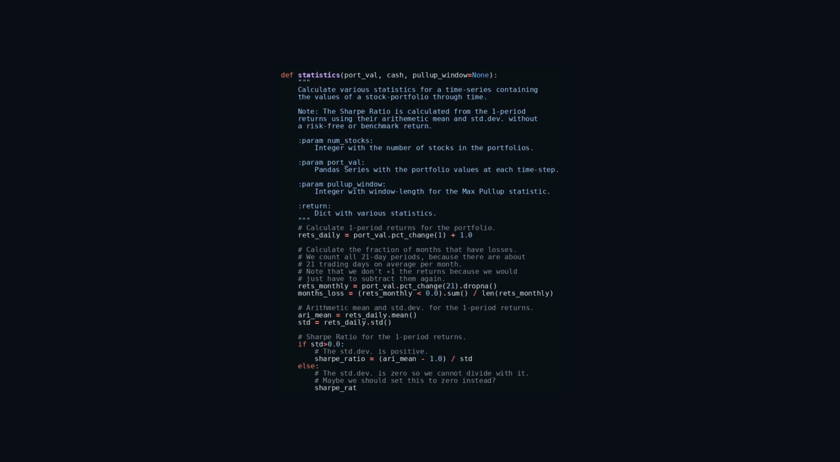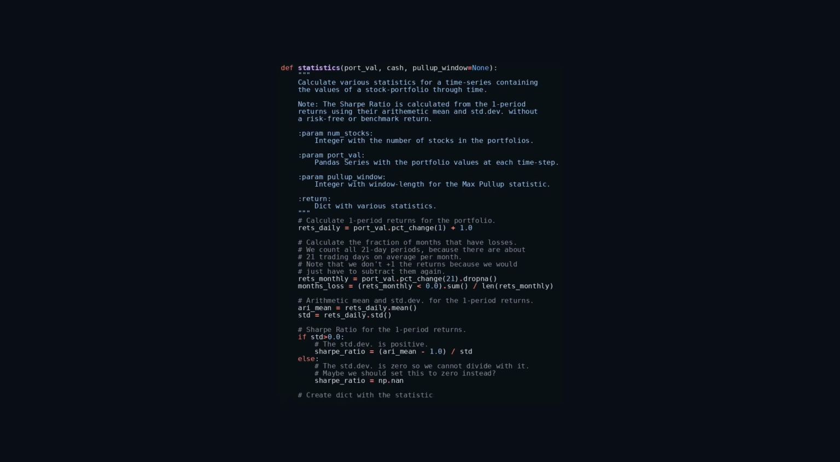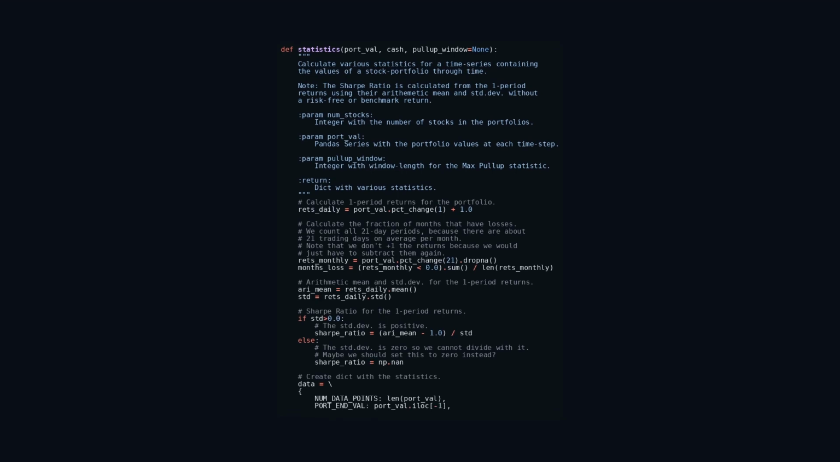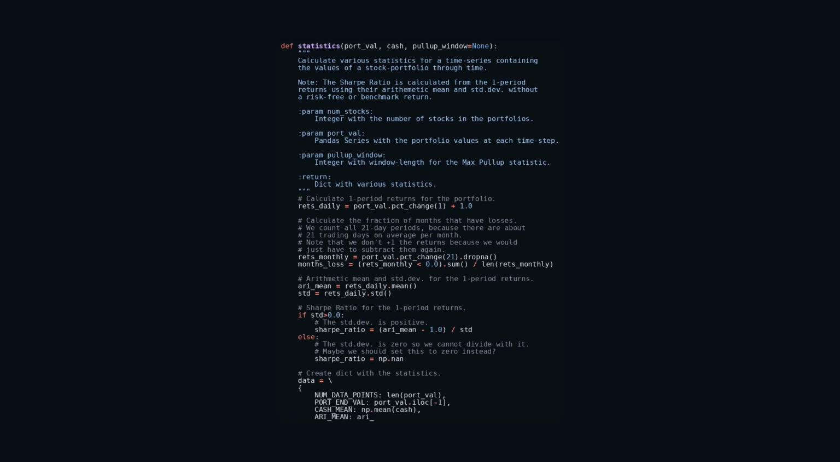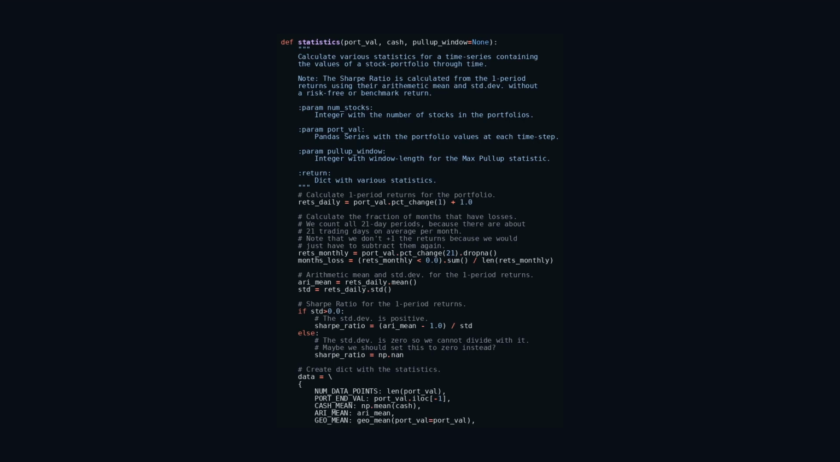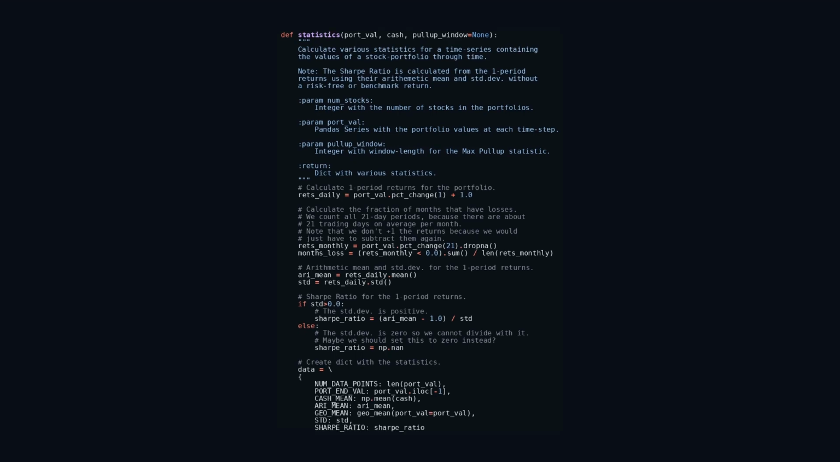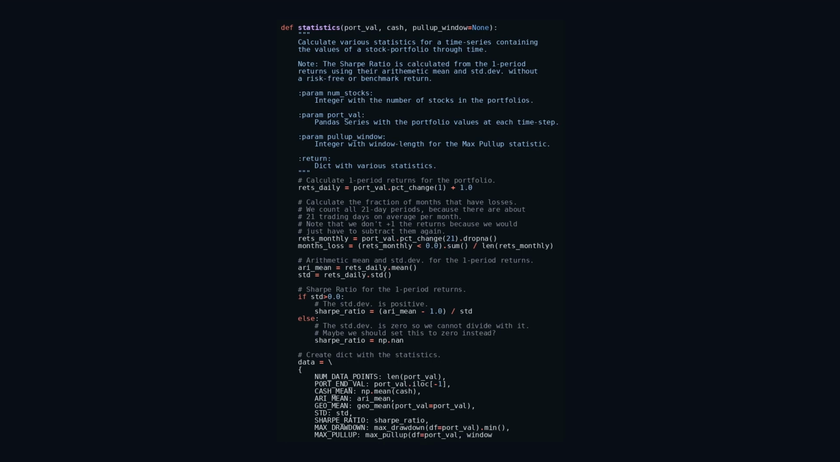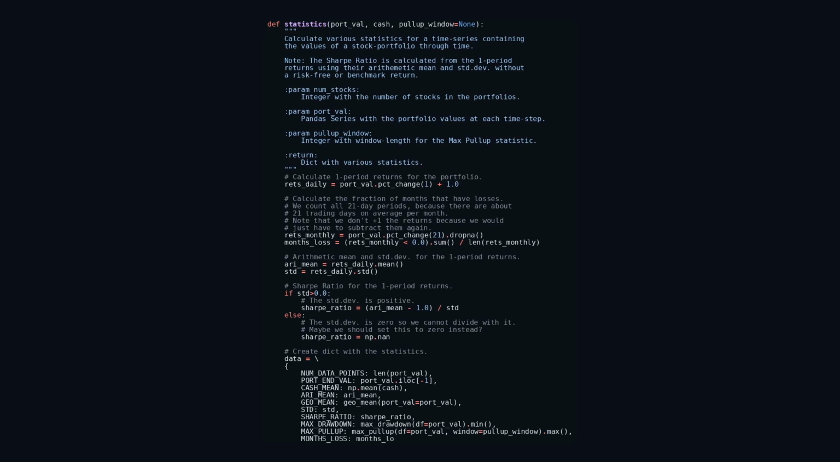Notably, the Sharpe ratio serves as a measure of risk-adjusted return, helping investors assess the return of an investment relative to its risk. We use this code to analyze and evaluate the historical performance of a stock portfolio. This analysis aids investors in making informed decisions about their investment strategies and optimizing their portfolio allocations.